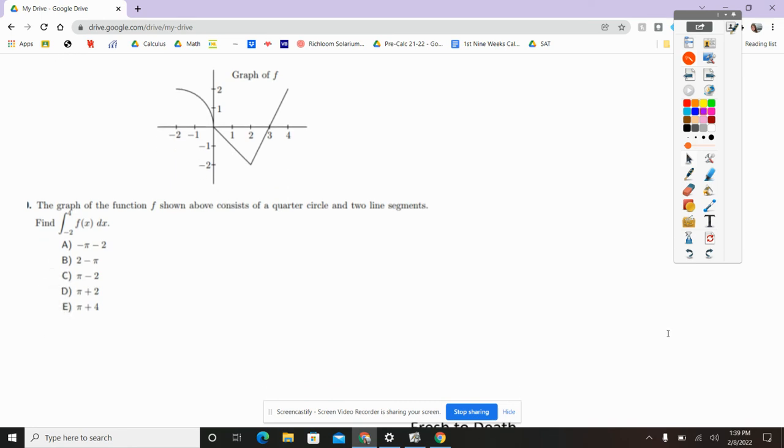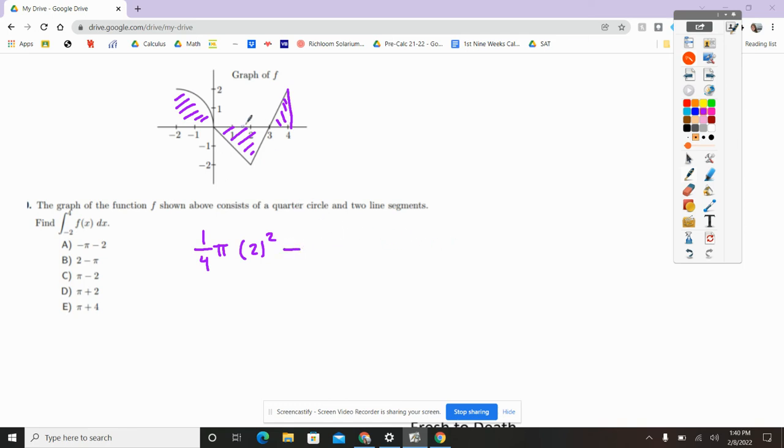All right, number 4 wants us to find the area under the curve from negative 2 to 4. We've done this a million times so far. So it's going to be this area from negative 2, this area here, and then the area of this triangle from 3 to 4. So we'll start off with this area of this quarter circle. So 1/4 pi, radius is 2, so 2 squared. That one is positive.